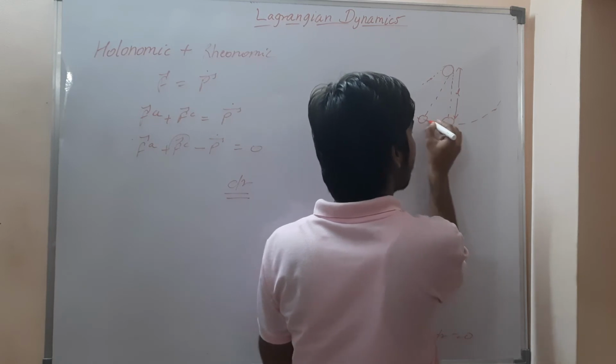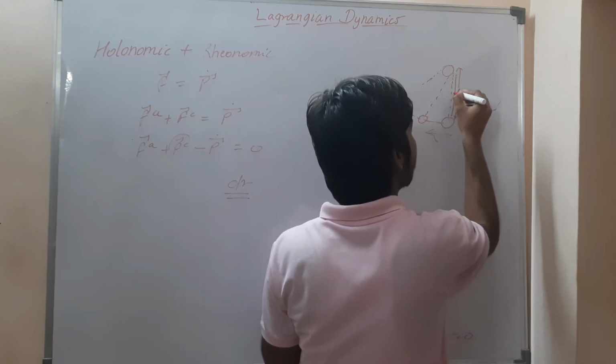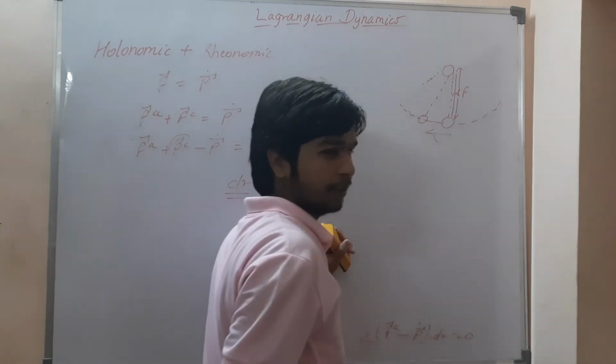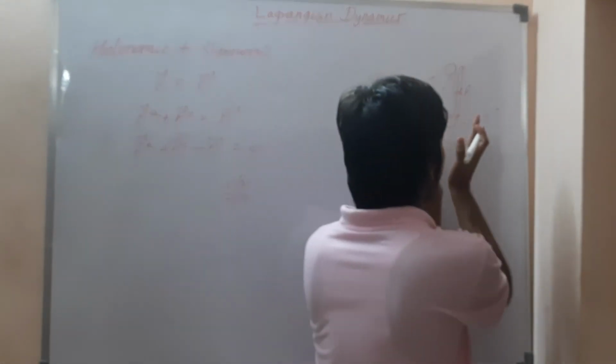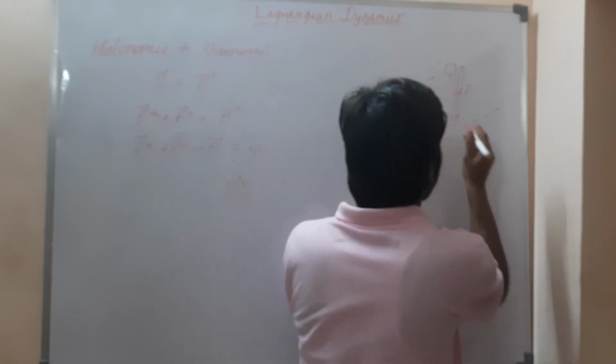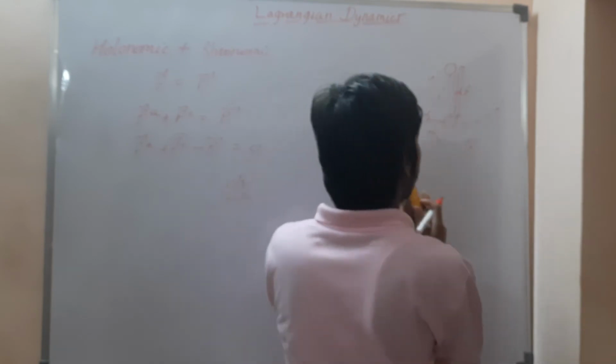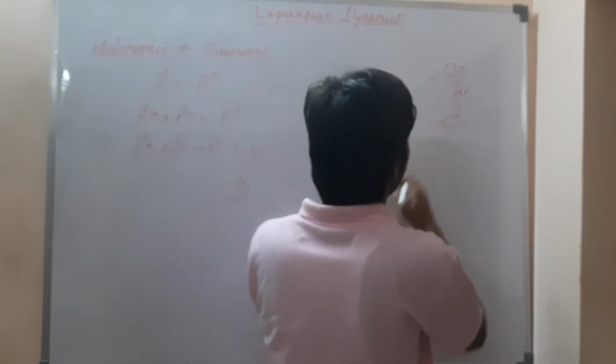If it came this side, then the angle between the force of constraint and the displacement would be 90 degrees. But the length is going to shorten according to time, so it won't come here; it will be like this.